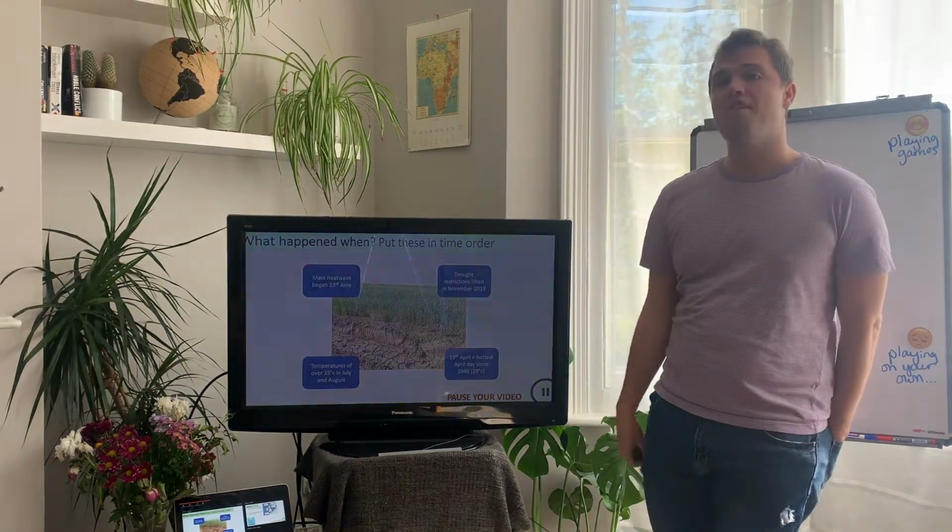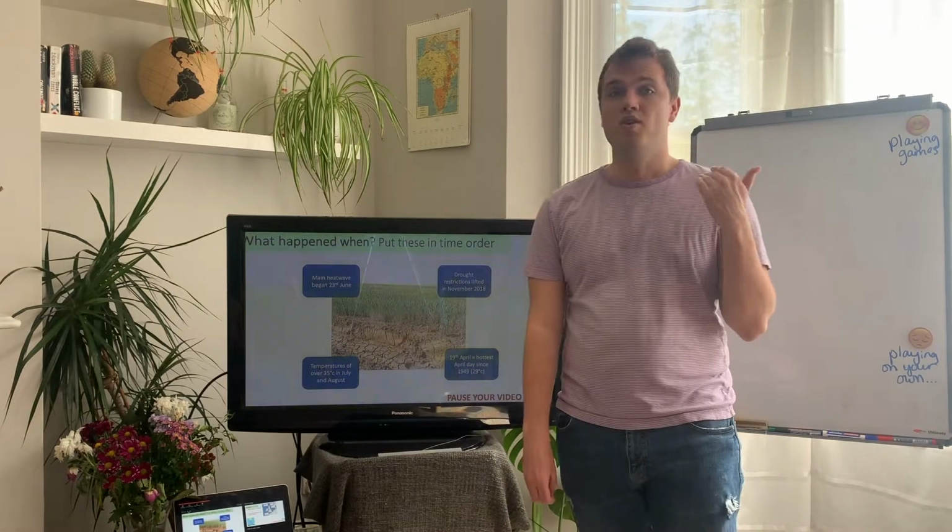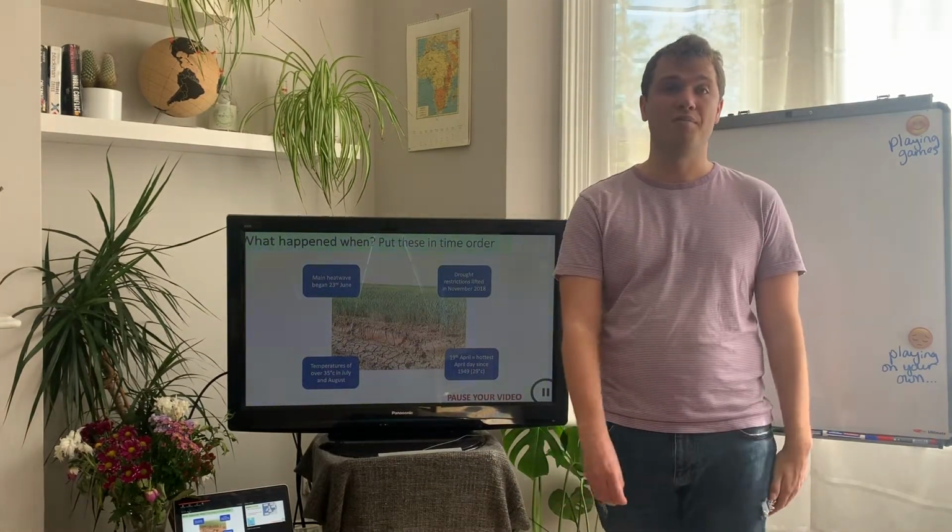And it wasn't until November that the drought restrictions were lifted. So the restrictions that the government gave were not lifted until November. We had a really nice September, we had a nice October. It wasn't until November that this was lifted.